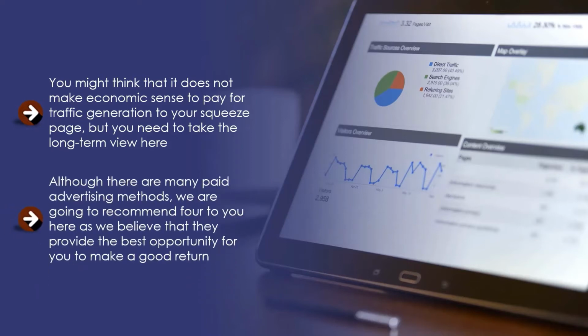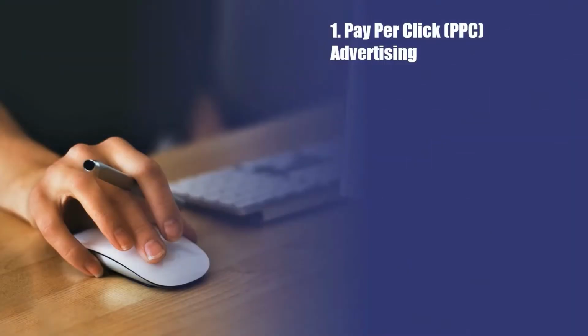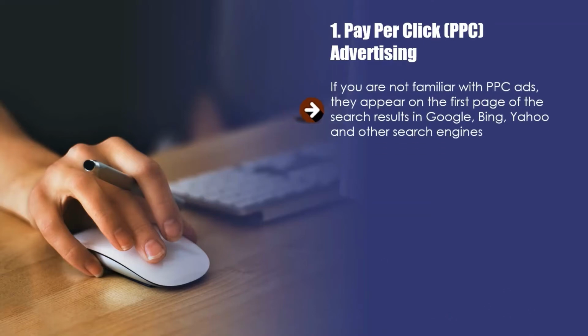Although there are many paid advertising methods, we're going to recommend 4 to you here, as we believe that they provide the best opportunity for you to make a good return. Of course, you can try other methods if you want to. 1. Pay-per-click PPC advertising. If you are not familiar with PPC ads, they appear on the first page of the search results in Google, Bing, Yahoo, and other search engines. This is also called search marketing.